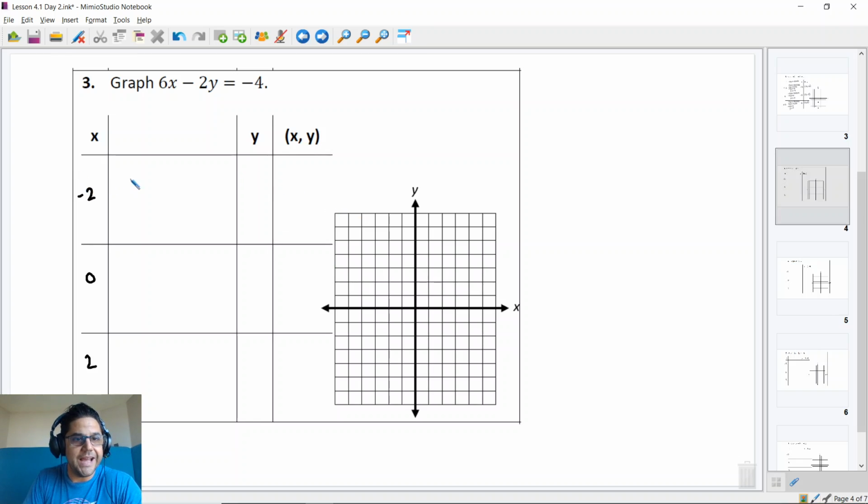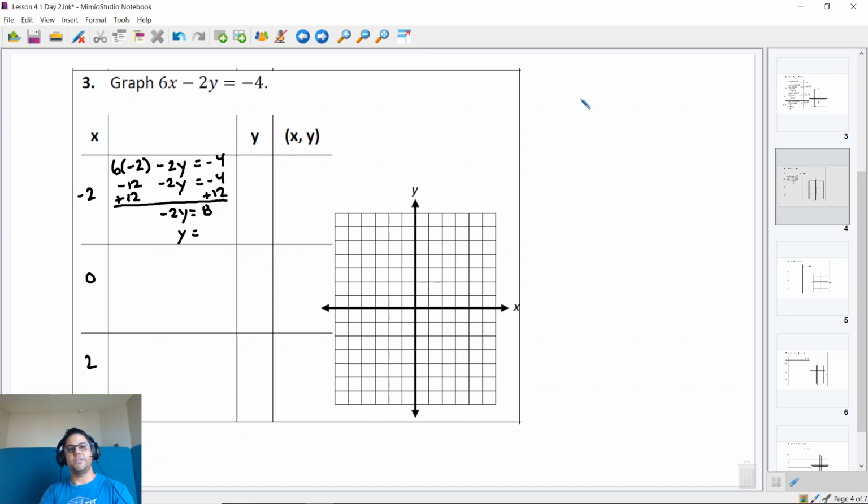All right, this one here. Remember, this is your x. So you're going to do 6 times x, which is -2, subtract 2y is equal to -4. Well, 6 times -2 is -12. So we're really just solving a multi-step equation here. I'm going to add 12. So that gives me -2y is equal to -4 plus 12, which is 8. So what is y going to be?